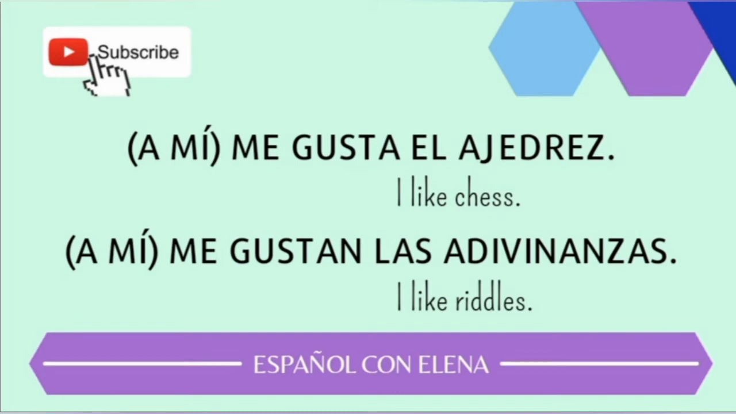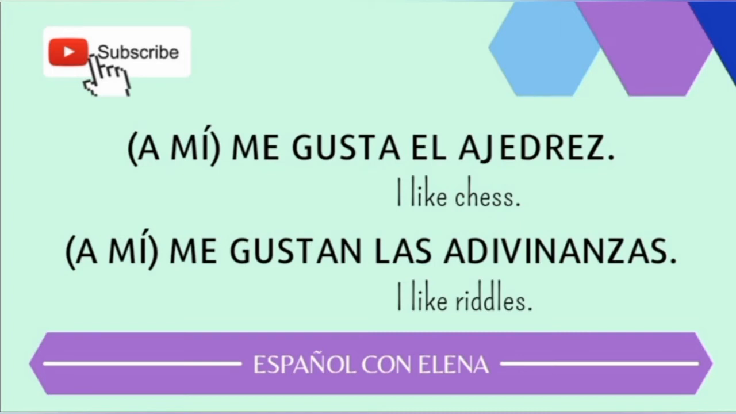Me gustan las adivinanzas, o a mí me gustan las adivinanzas. This is I like riddles. As you can see in both examples, the subject comes after the verb. In the first sentence, the subject is el ajedrez, it. That's singular. That's why the verb is gusta. In the second sentence, the subject is las adivinanzas, they.